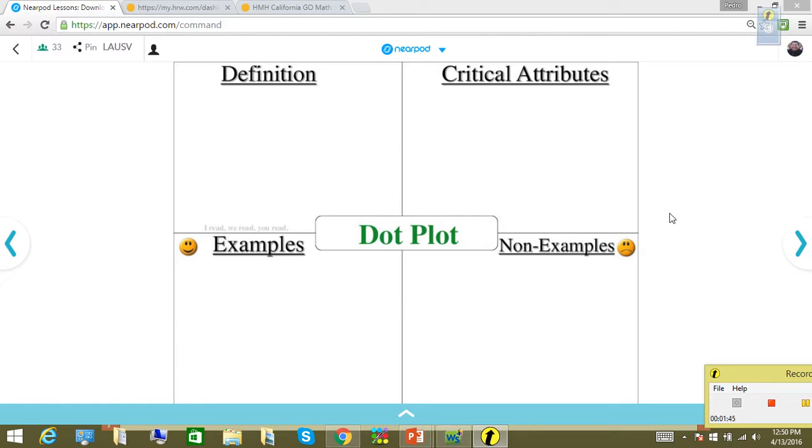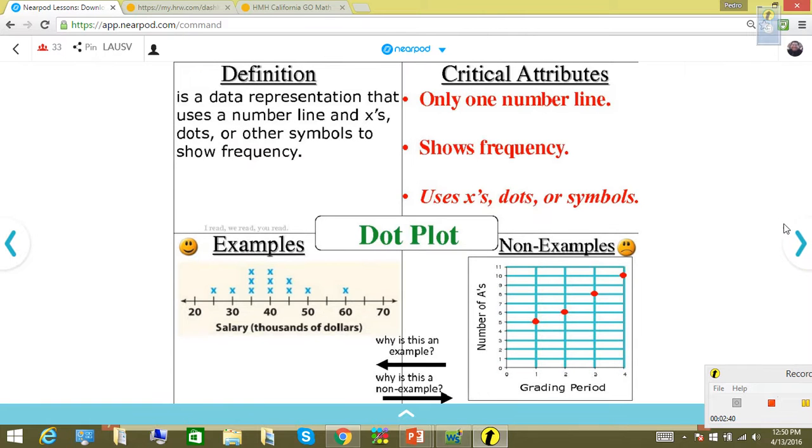Okay, so let's see. Here goes what it should look like. Hands up if you got at least an example looking like that. How about who got at least one critical attribute? And the non-example, I'm pretty sure some of you wrote an axis, such as X and Y axis. And the definition, once again: a dot plot is a data representation that uses a number line and X's, dots, or symbols to show frequency.